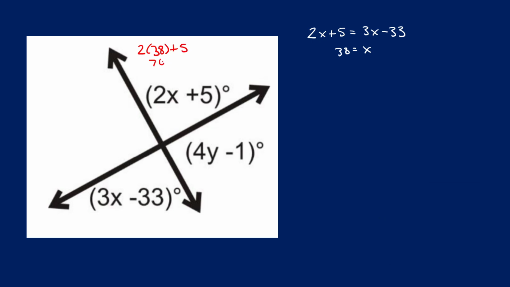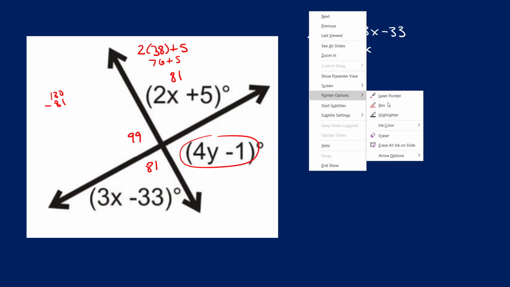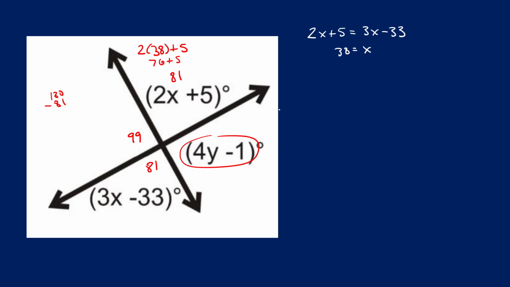And let's see, that's going to be 76 plus 5, and that's going to be 81. And we know this will be 99, right? 180 minus 81. So we know, therefore, that this must also be 99. Okay, so we can set that equal to solve for y. So we can say 4y minus 1 equals 99, and that's going to work out nice. Okay, 4y is 100, so y is 25.